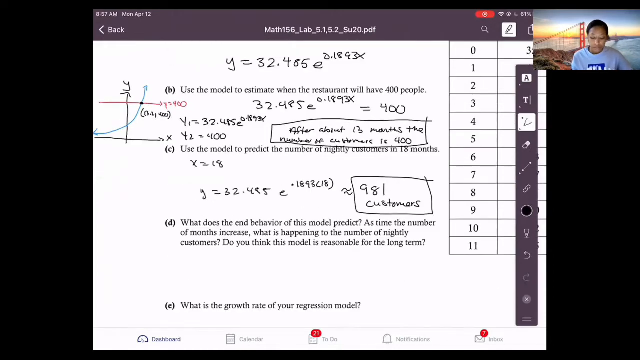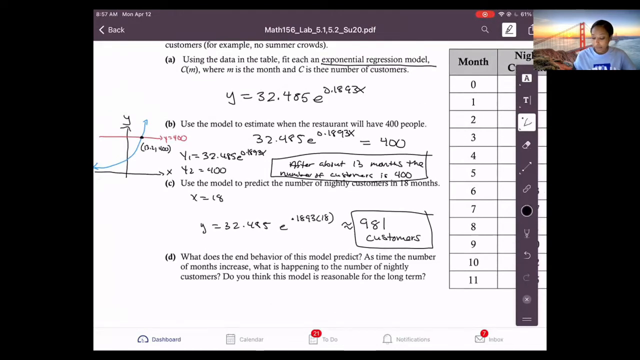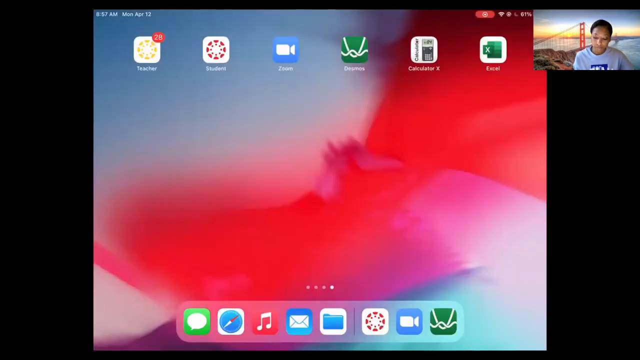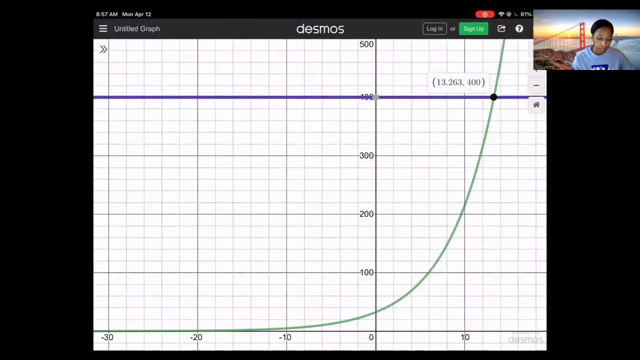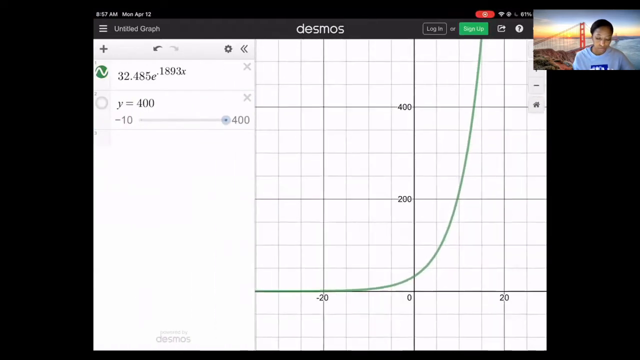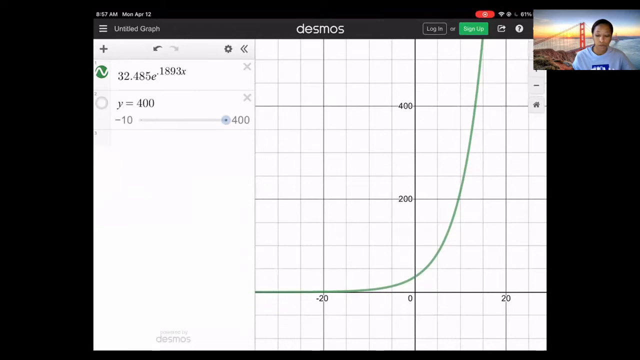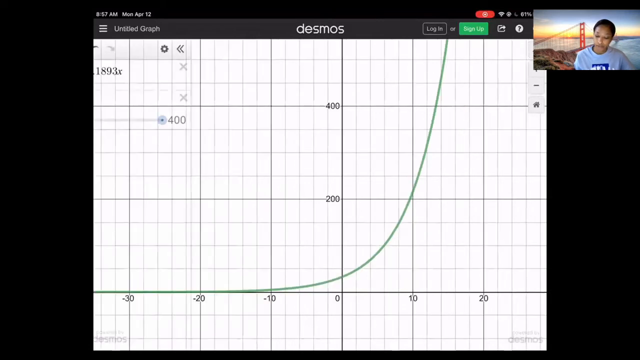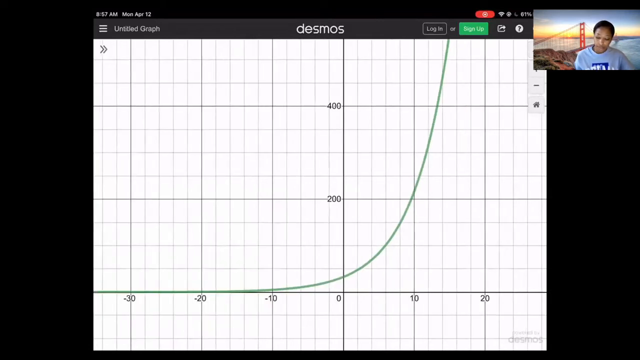Okay, and then last part, what does the end behavior of this model predict? As time, the number of months, increases, what is happening to the total number of nightly customers? And then do you think this model is reasonable? So let's look at the graph of this function really quickly. We want just 32.485 e to the 0.1893x. What is happening as time goes on?